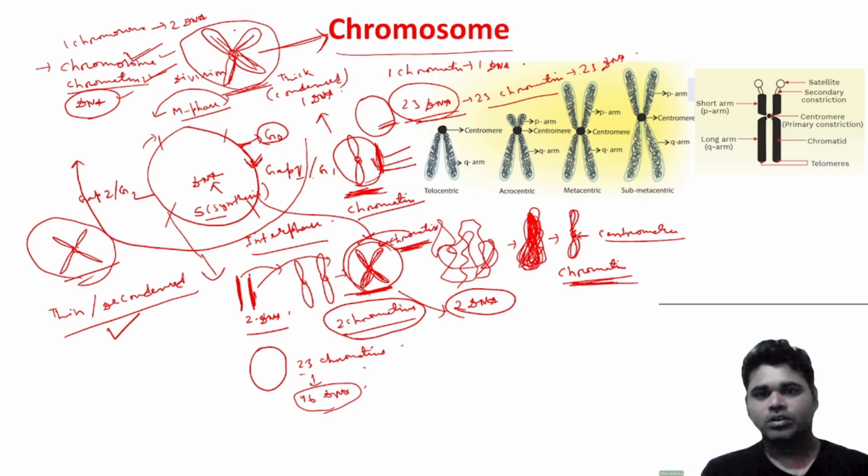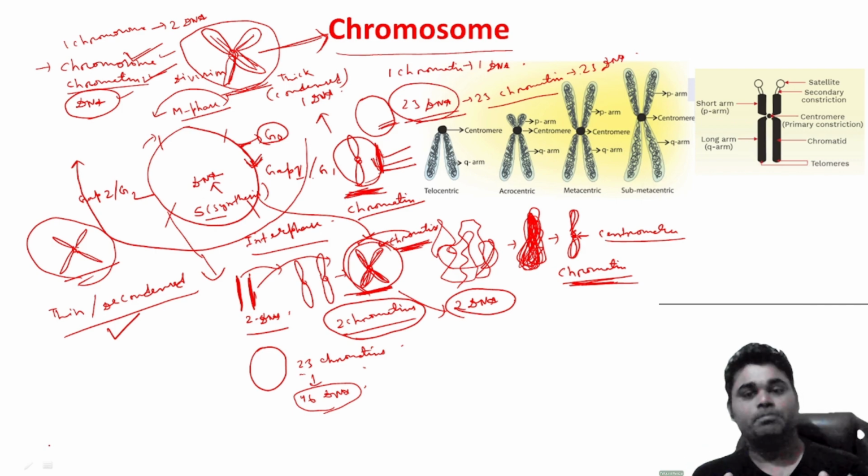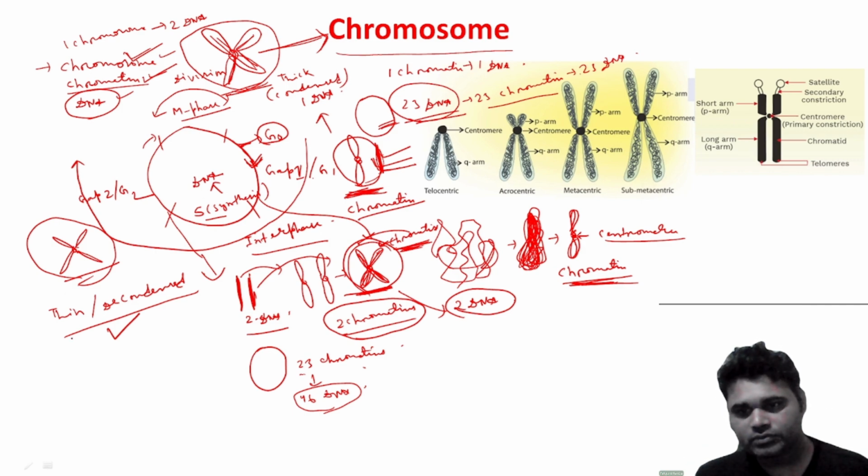So now come to what are the different types of chromosomes. Whenever I say chromosome, you can imagine that it is the chromatin that is present during the M phase, or the division phase.